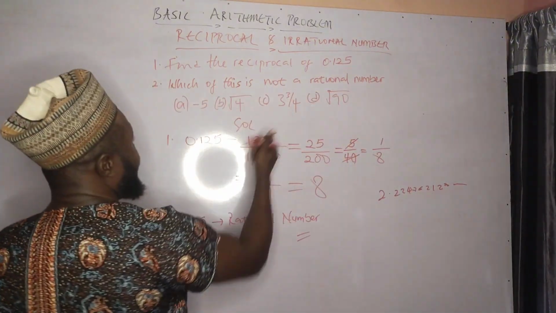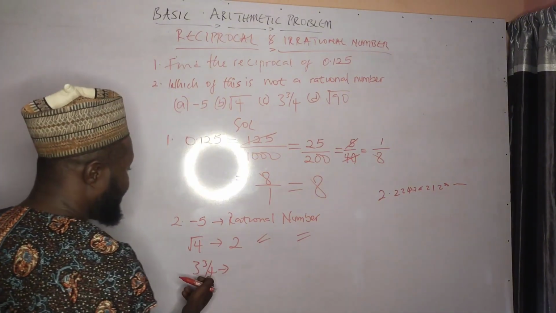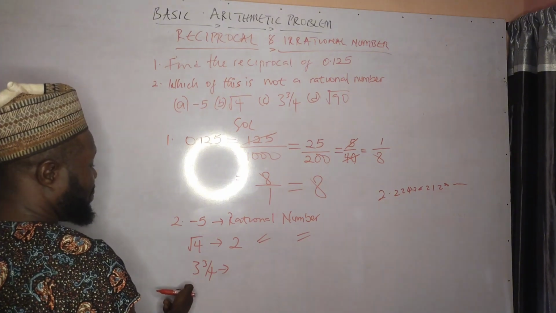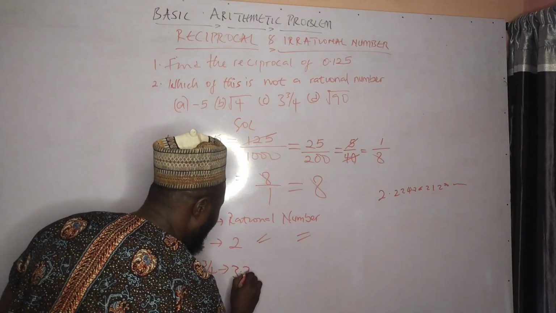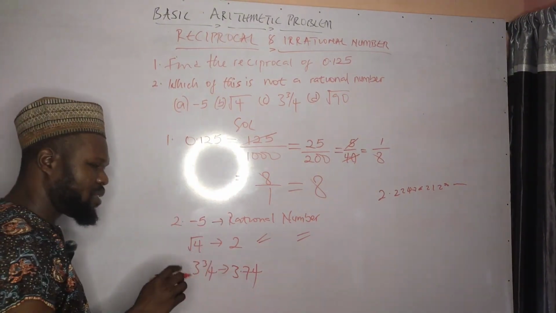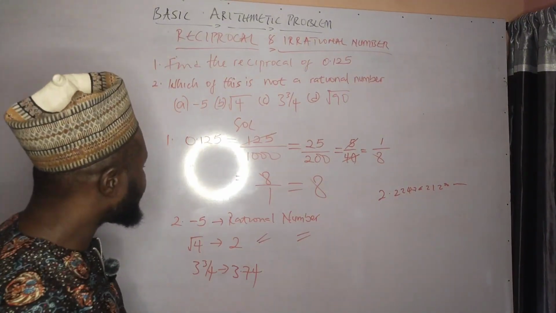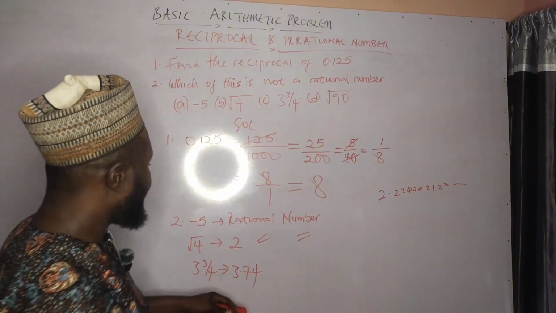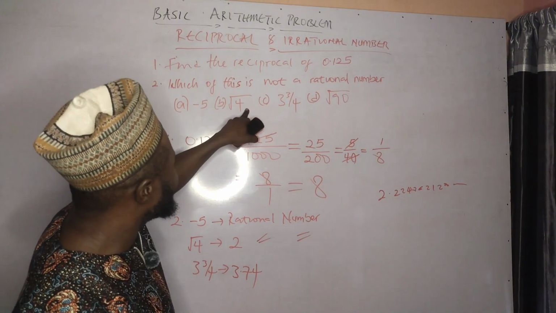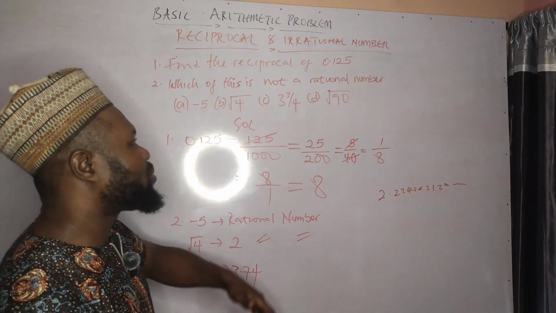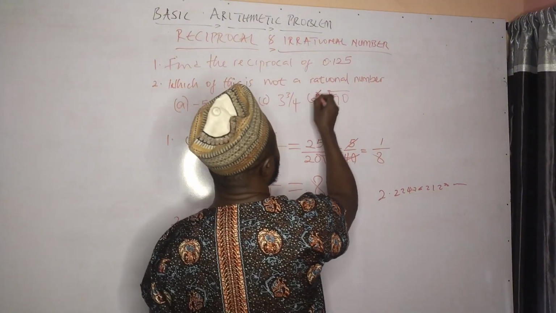So we also have 3 over 4. This is also a rational number because 3 over 4 will give you exactly, maybe 0.74 or 0.75. You can confirm that for me. So if this one is a rational number, this one is a rational number, this one is a rational number, automatically this cannot be a rational number. So option D is the answer.